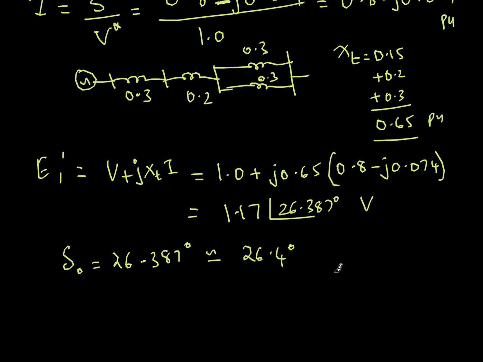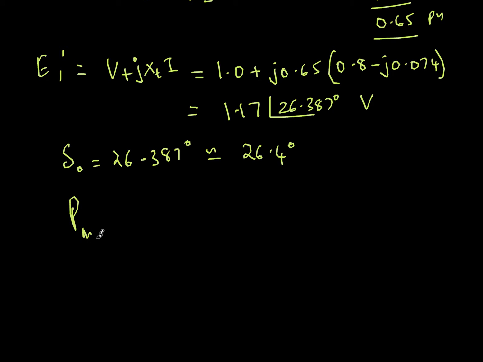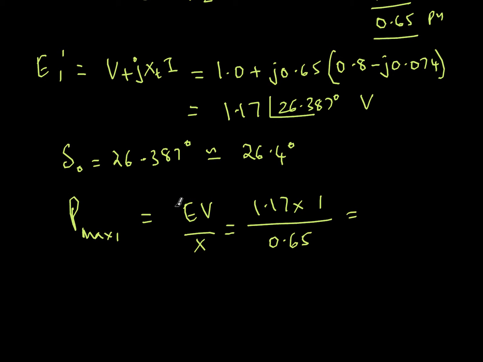Now first I want to determine Pmax1. Pmax1 is the maximum power that can be transferred when both lines are in service, under normal operation. That is EV by X. E is 1.17, V is 1, and X is 0.65. These are all magnitudes. So this turns out to be 1.8.